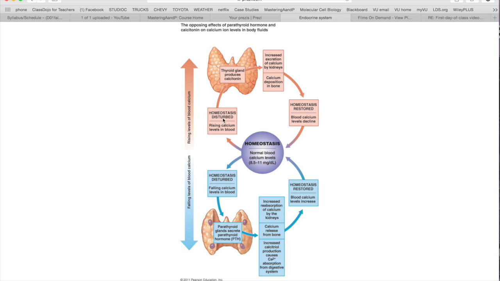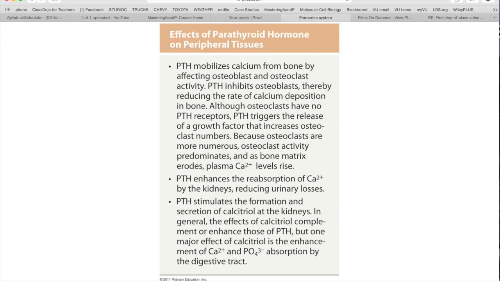And then calcitonin, which is produced by the thyroid, does the opposite. It causes calcium to be deposited in bone, so calcitonin is released when blood calcium levels get too high, and it brings the blood levels back to normal. So this just shows up in table form. It affects the osteoblasts and osteoclasts. Parathyroid hormone gets calcium out of the bone and into the blood. Also, it affects reabsorption in the kidneys and absorption in the digestive tract.